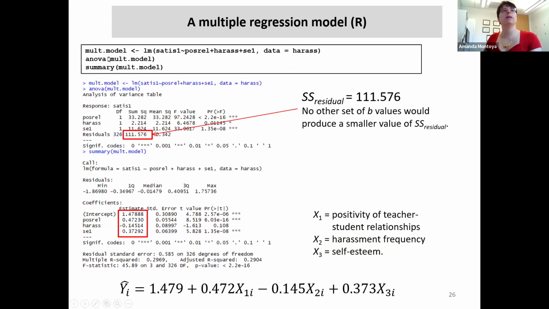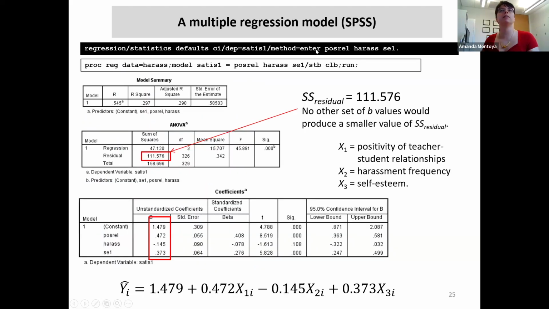We can do this also in R. So in R, oh, sorry, I was going to mention one thing in SPSS if you haven't done this before. So in SPSS and SAS, when you're adding in new predictors, you're going to just include a space in between each of the predictors in your code. So here in SPSS, we say method equals enter and then POSREL space HARASS space SE1. In SAS, you're going to do the same thing where you're going to say POSREL space HARASS space SE1. So you don't need any special notation.